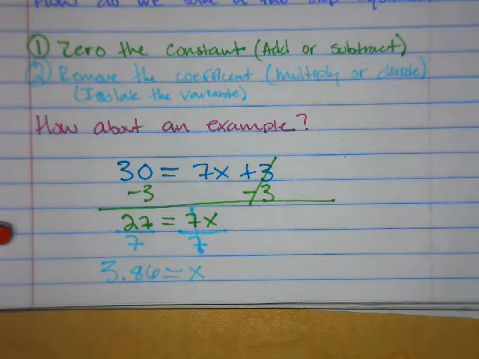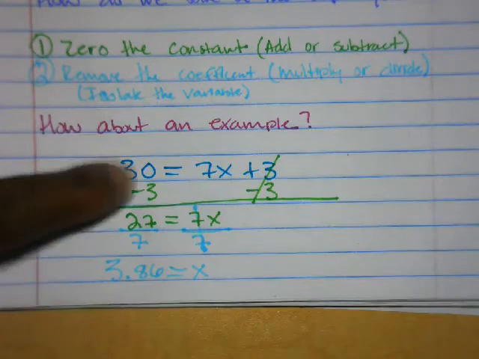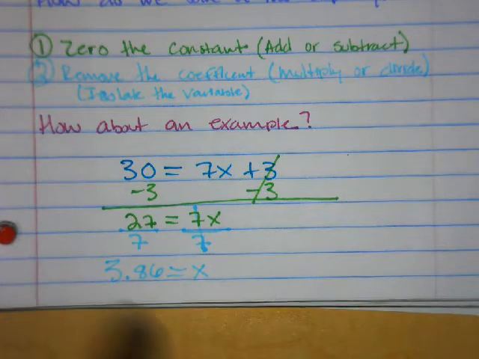So if we're dealing with slope, I should say direct variation, and they asked you, well, what's that x value? You had to plug in the y value. This is how you would solve it. And so x would equal 3.86.